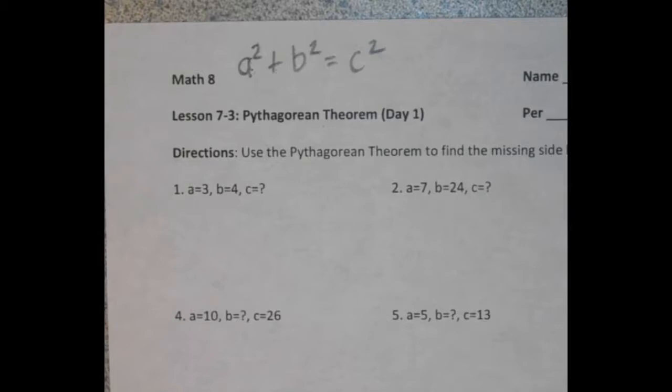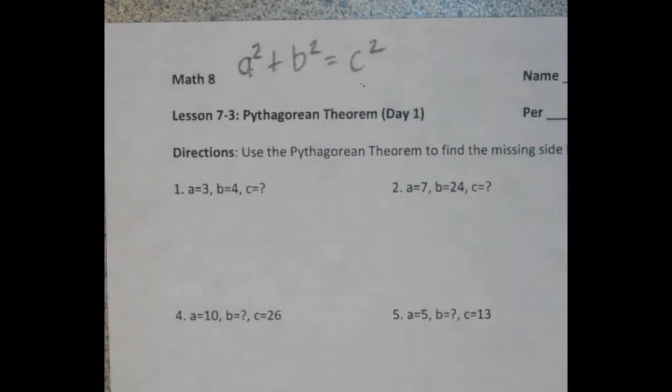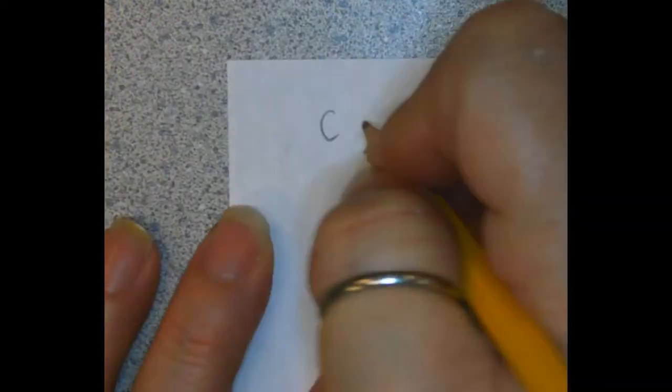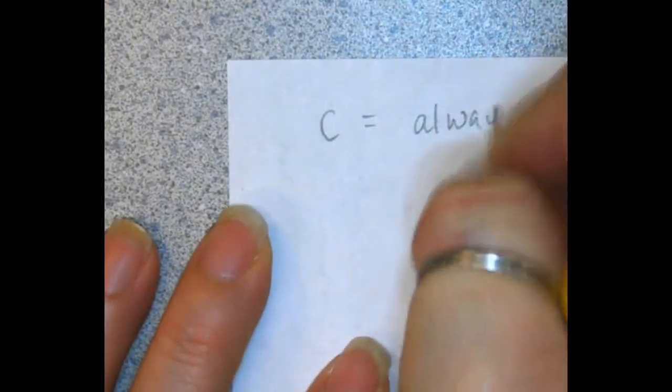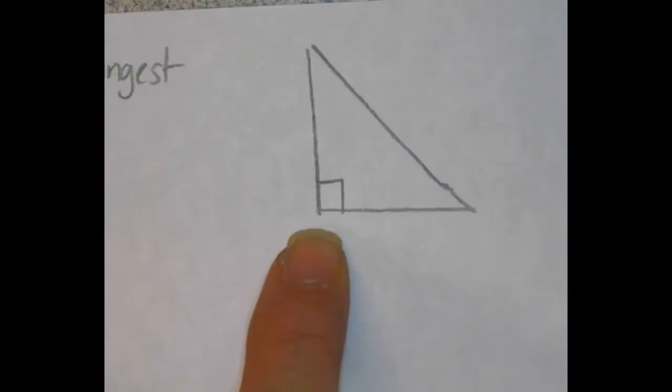Okay, so a squared plus b squared equals c squared. Got it? So I like to say that c is always my longest side. So some information that you might want to write down on the back side. C is always the longest. Okay, so if I have a triangle, and this is only going to work for right triangles, and we know it's a right triangle because it's going to have this box in the corner. Okay, so draw this triangle.